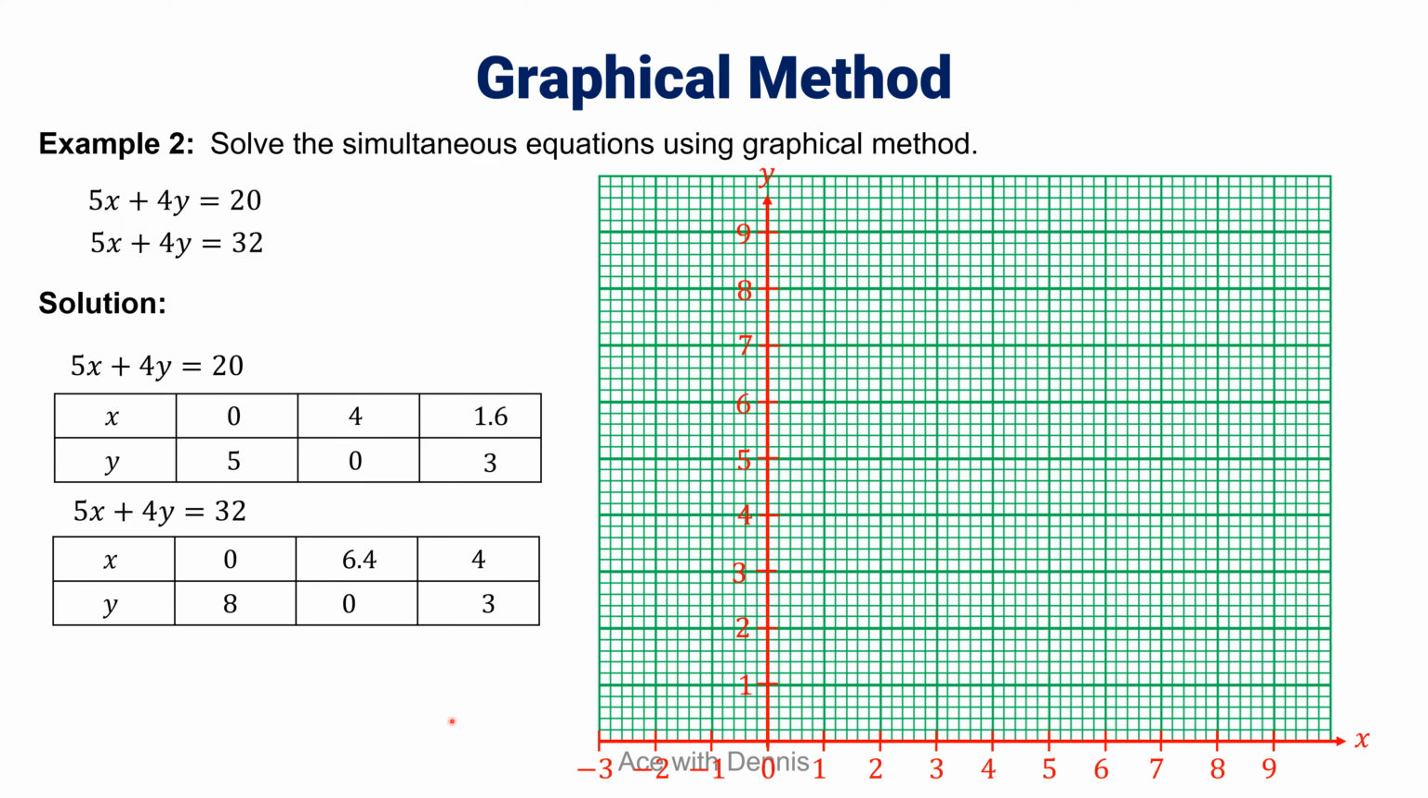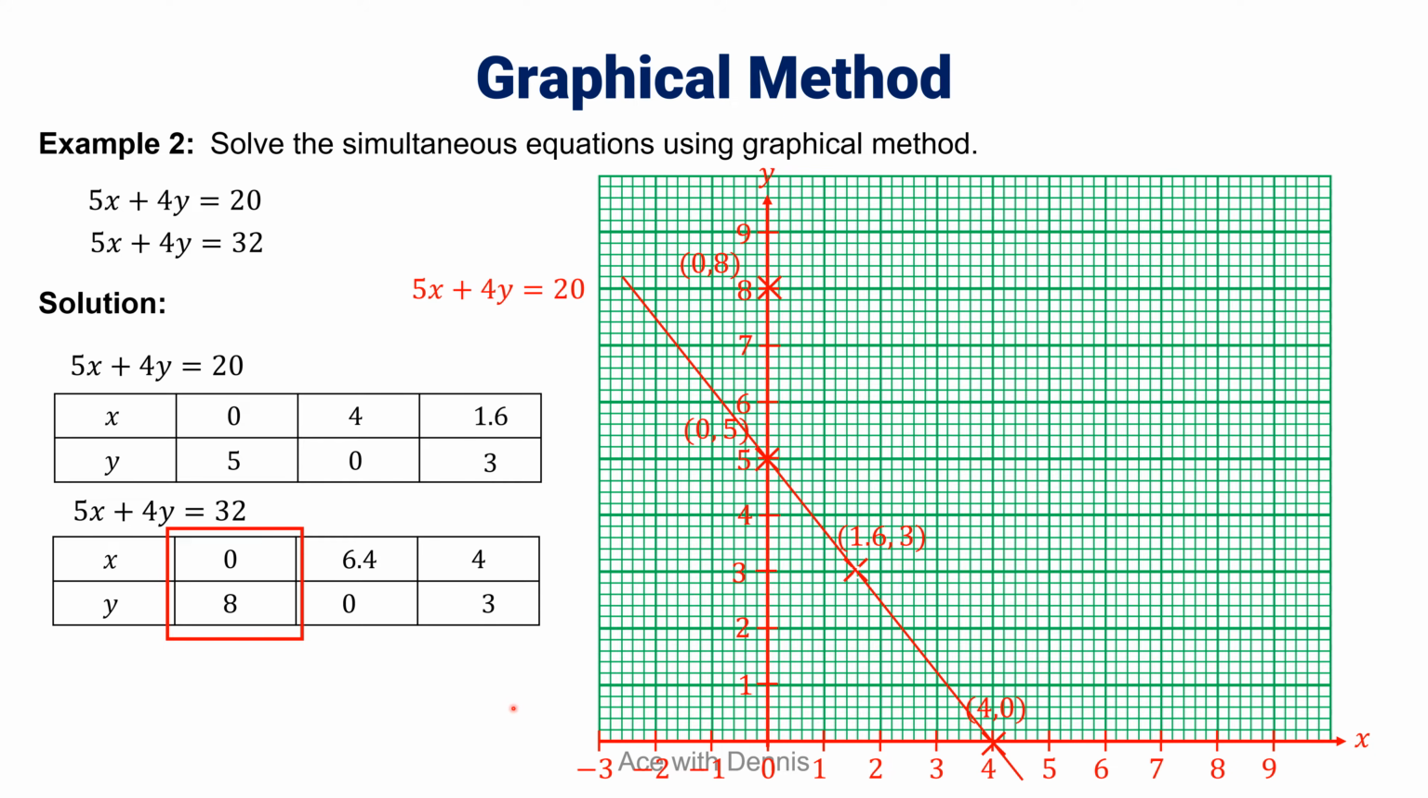Now let's start to plot the graph. The first point is 0, 5. The second point is 4, 0. The next point is 1.6, 3. Take a ruler, join these 3 points together with a straight line. As you can see, even if it's a decimal number, it is perfectly lying on this straight line. So this equation is 5x plus 4y equals 20.